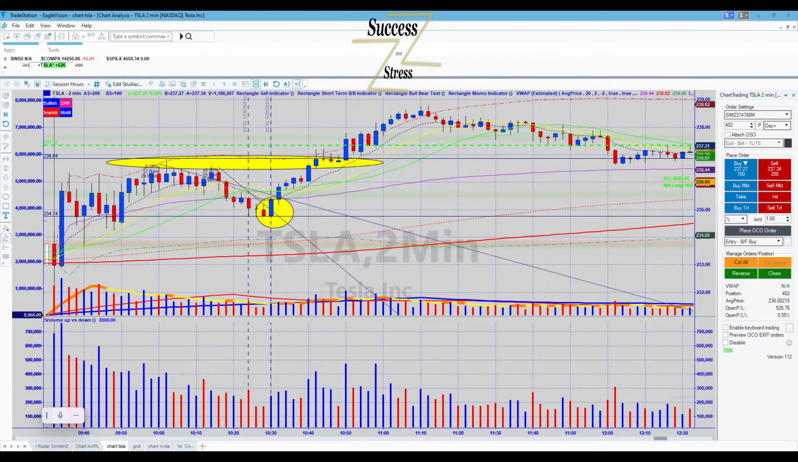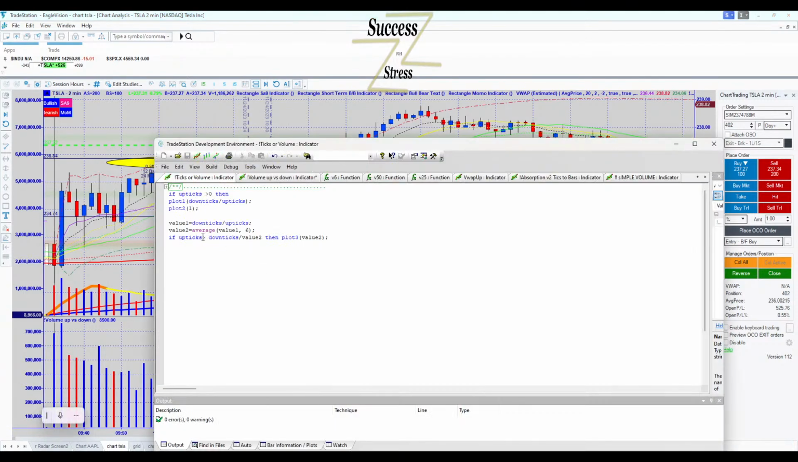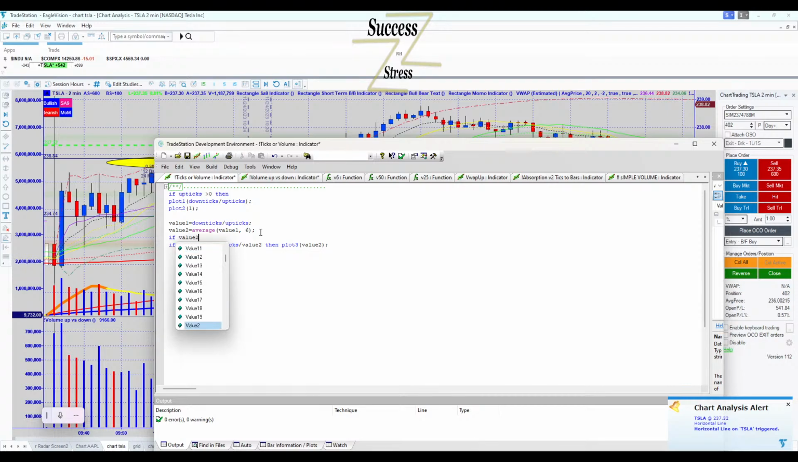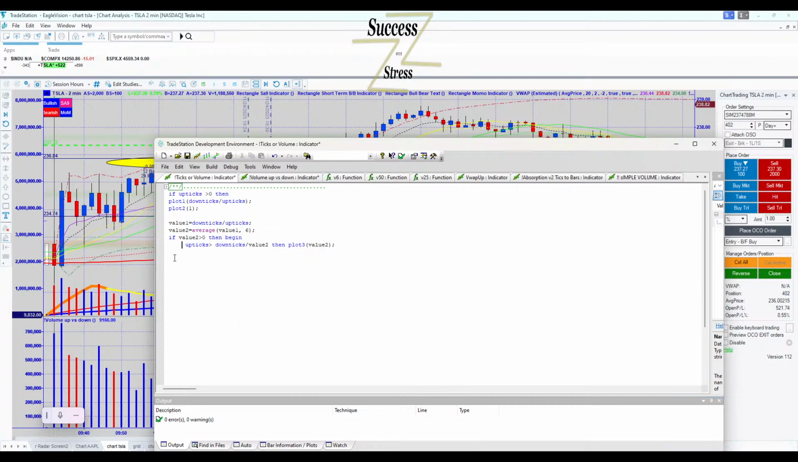Unless I need to make sure that we don't have something in the denominator. Yeah, if upticks is greater than downtick. See, so first of all, again, we can't have value 2 being 0, so we need to only execute this function if value 2 is greater than 0, or if it's not equal to 0. So if value 2 is greater than 0, then begin this down here.